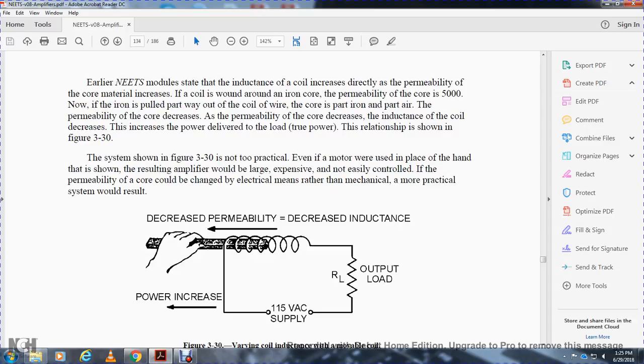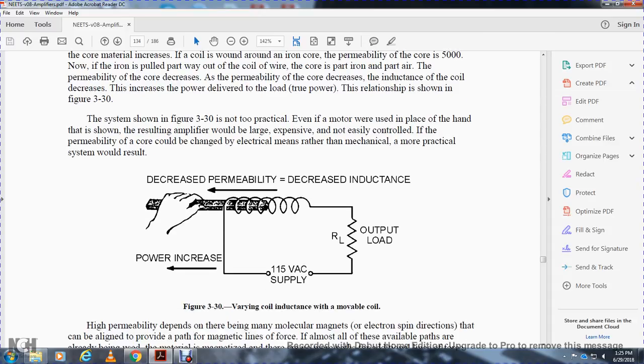The system shown in Figure 330 is not too practical, even if the motor were replaced by the hand shown. The resulting amplifier would be large, expensive, and not easily controlled. If the permeability of the core could be changed by electrical means rather than mechanical, a more practical system would result. Figure 330 shows decreased permeability, decreasing inductance, and power increasing from the resistive load on 115 volts AC.